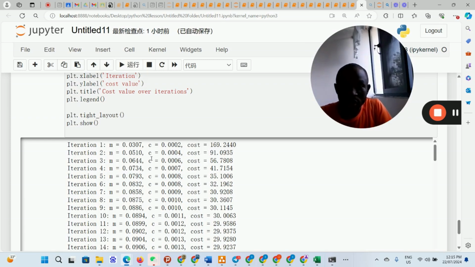So now, if you look at it very well, yes, we say m is what? The slope. This is the slope. c is the intercept. This is the cost function. The cost function. This is the error. Now, at this point, this cost function is the error.